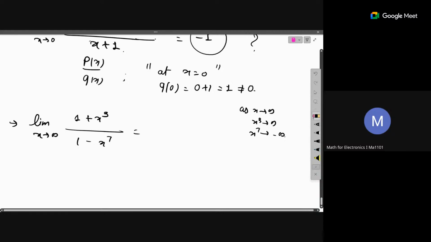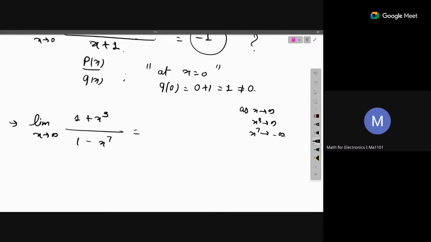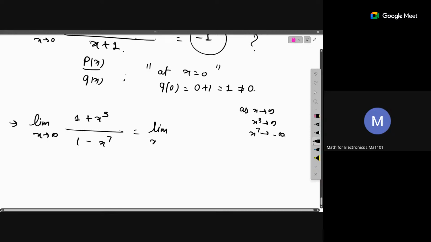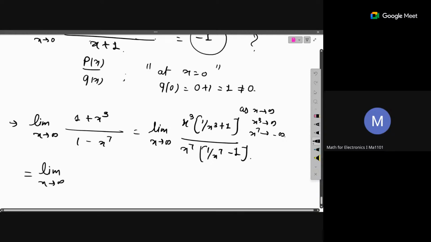Whenever we have such a thing, we try to reduce it in terms of lower powers of x or 1 by x type of terms. So here what we do is take common the highest power of x. So limit x goes to infinity will be there. Here I'll take common x cube, so it will be 1 by x cube plus 1. And in the denominator I have x to the power 7, so it will be 1 by x to the power 7 minus 1. Right. So this will be equal to the limit as x goes to infinity of 1 by x to the power 4, and then 1 by x cube plus 1, and 1 by x to the power 7 minus 1.